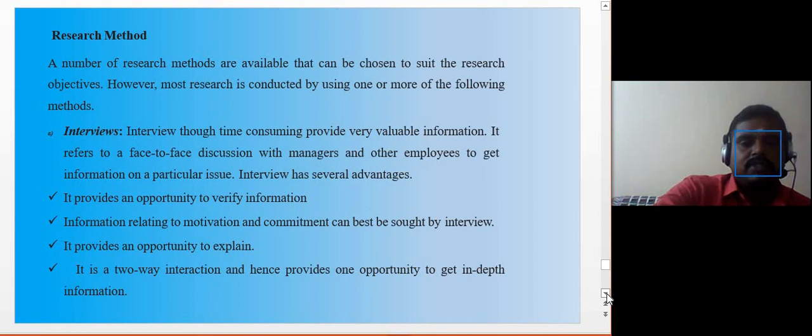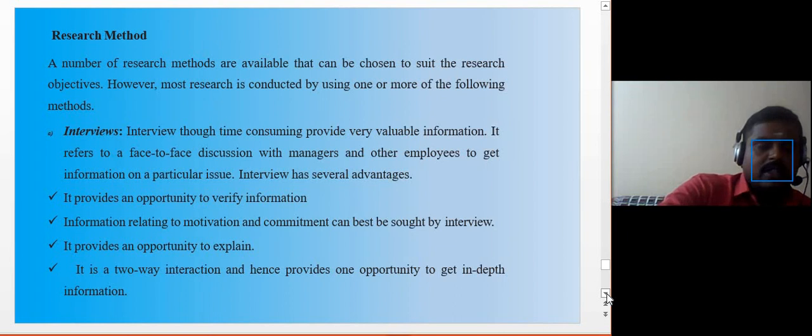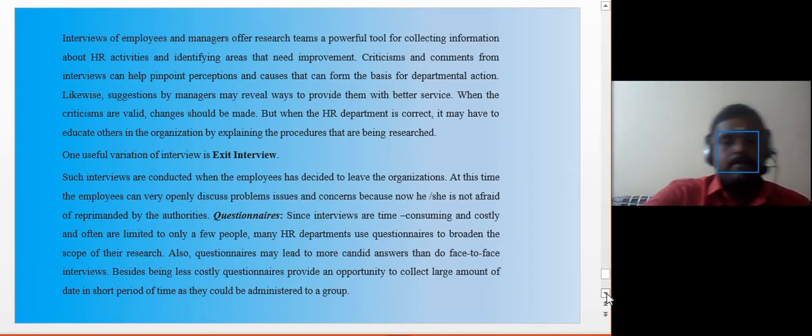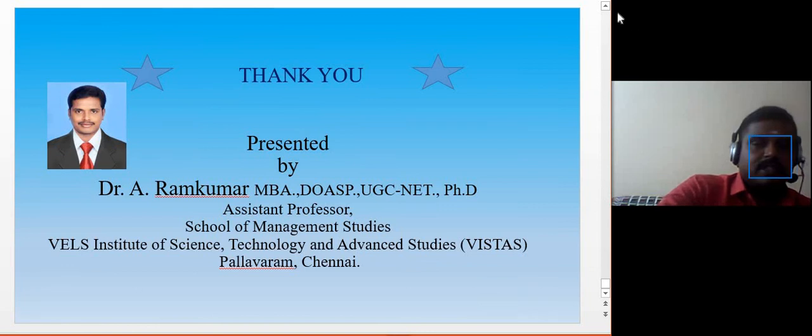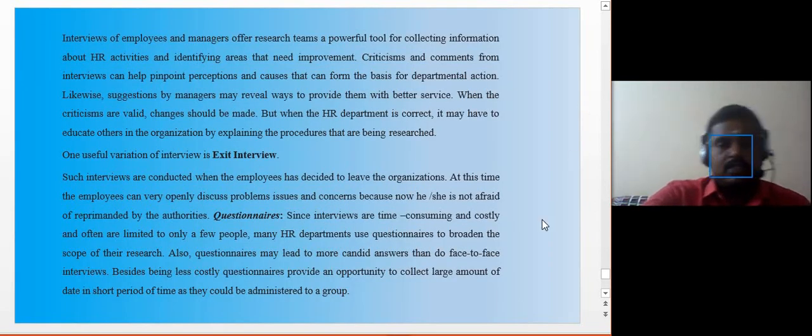An interview refers to a face-to-face discussion with managers and other employees to get information on a particular issue. It provides an opportunity to verify information. Information relating to motivation and commitment can best be obtained by interview. It provides an opportunity to explain. It is a two-way interaction and hence provides an opportunity to get in-depth information. There are also exit interviews and questionnaires.